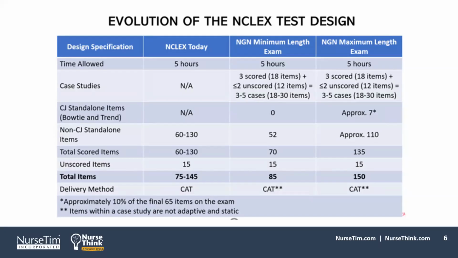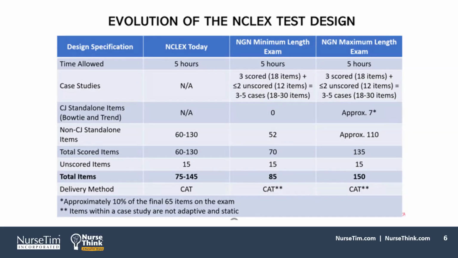But what they're going to be getting is approximately 7, or the National Council is saying 10%. So if a student's minimum test shuts off at 85 items, but this student has to go to say 95 items, that means that approximately 1 of those 10 additional items they're getting is going to be a standalone next-gen style item.